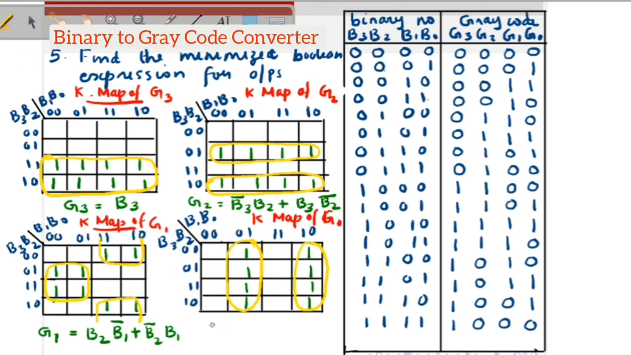Okay, then we can write the expression G0 is equal to, for this quad B3 B2 cancelled, B1 bar B0, plus for this also B3 B2 cancelled, B1 B0 bar. Clear? So these are the minimized Boolean expressions for the four outputs. Okay, so next we can draw the logic circuit.